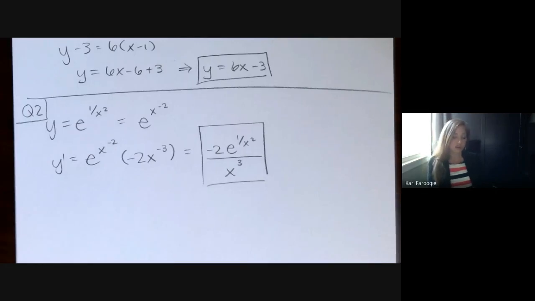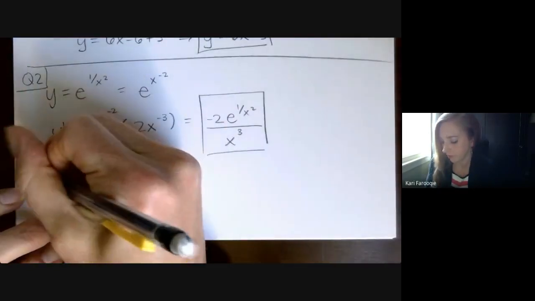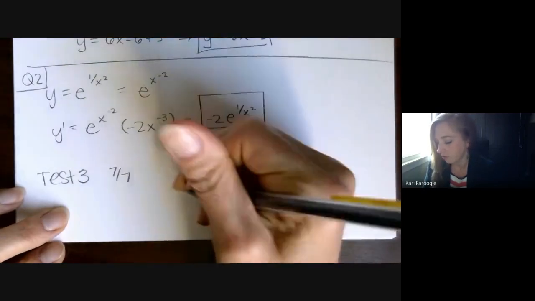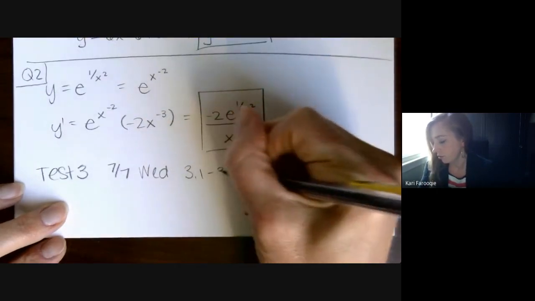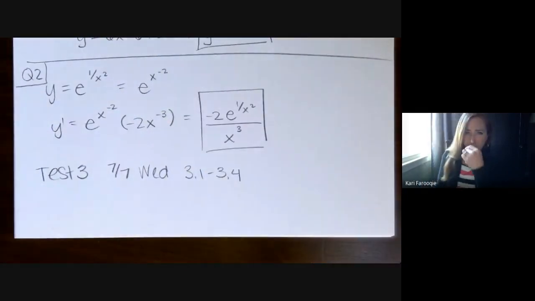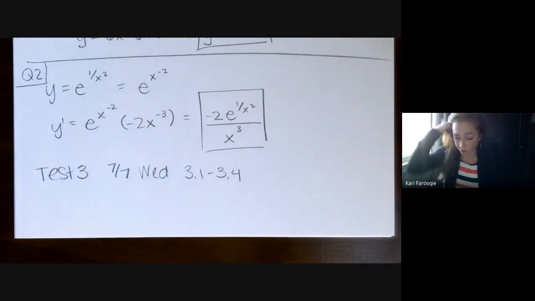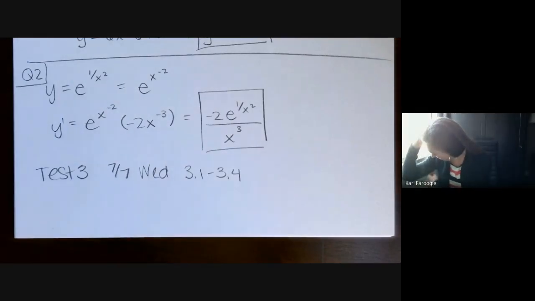So remember, your test is going to cover 3.1, 3.2, 3.3, 3.4. I'm going to write it down to remind you. Test 3 is going to be on 7/7, which is Wednesday. It's going to cover 3.1 through 3.4. I know it doesn't seem like a lot, but there's a lot that has gone on with these derivatives. So we'll have that. Remember that you have no class on Monday, July 5th.